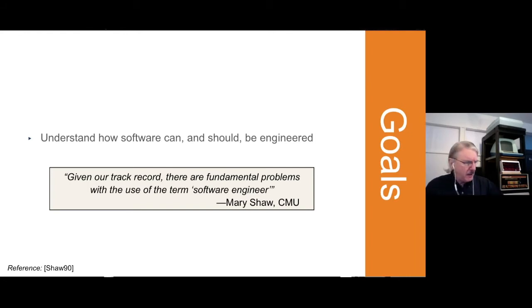Mary Shaw, a professor at Carnegie Mellon University, has this quote: given our track record, there are fundamental problems with the use of the term software engineer. I agree with that. It is a problem today, but I hope to illustrate A, what the problem is and why it's a problem, and B, offer a solution. While I believe this is true today, it is definitely a solvable problem, as I'll show you.